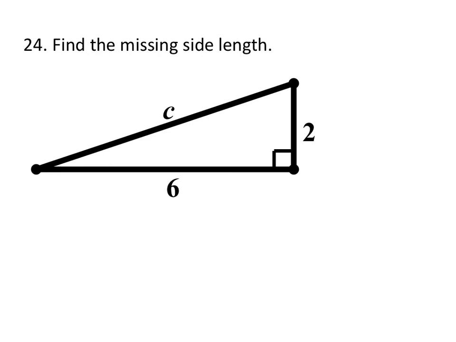Find the missing side length. Well, let's identify which side length it is first. This one is the hypotenuse, because it is opposite to that right angle. So I know 6 is the leg, right here. And then 2 would also be a leg. And if I square those, then add them, then I would get the hypotenuse as a square as well.